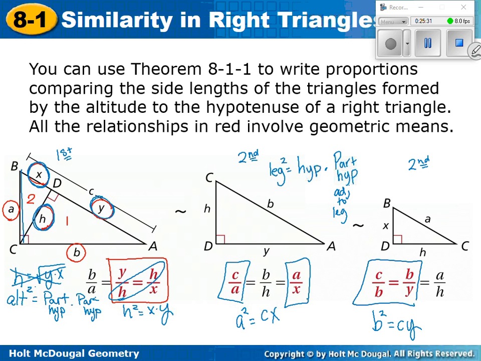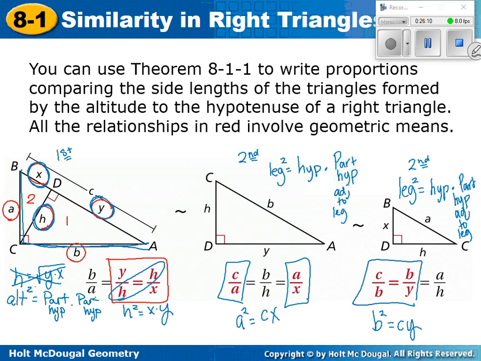What's B over here in that picture? The leg on the bottom. So it's going to say leg squared is equal to, what is C in the big triangle? Hypotenuse times Y. What is Y in the big triangle? Part of the hypotenuse, but which part of the hypotenuse? The part that's touching this leg. So it's still going to be part of the hypotenuse adjacent to the leg.